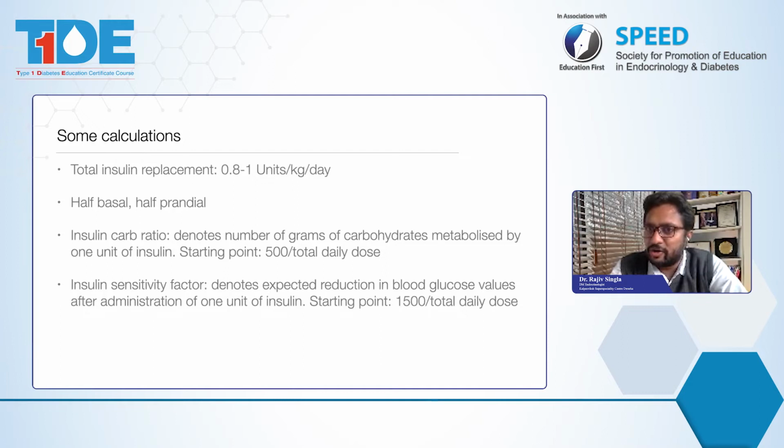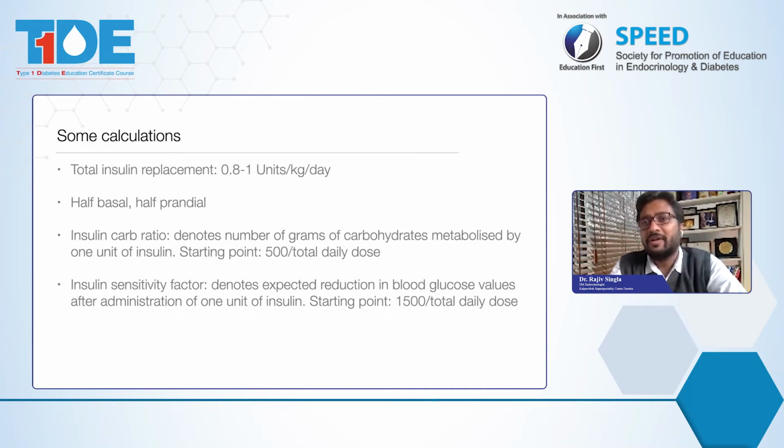So say I've decided my total daily dose is 50. Then I divide 1500 by 50, which gives 30. So if I want to bring my sugars down from 250 to 150, that's 100 milligrams of blood glucose that needs to come down. And I know that my insulin sensitivity factor is 30. So I need to inject 3 units of insulin to bring the blood glucose from 250 to 150.